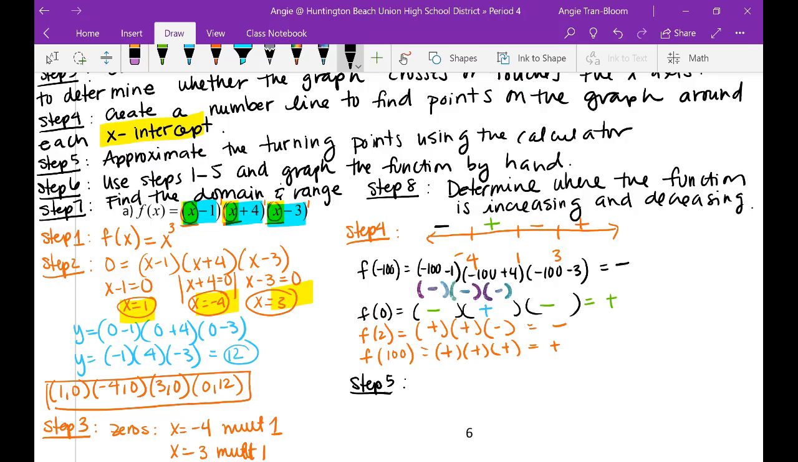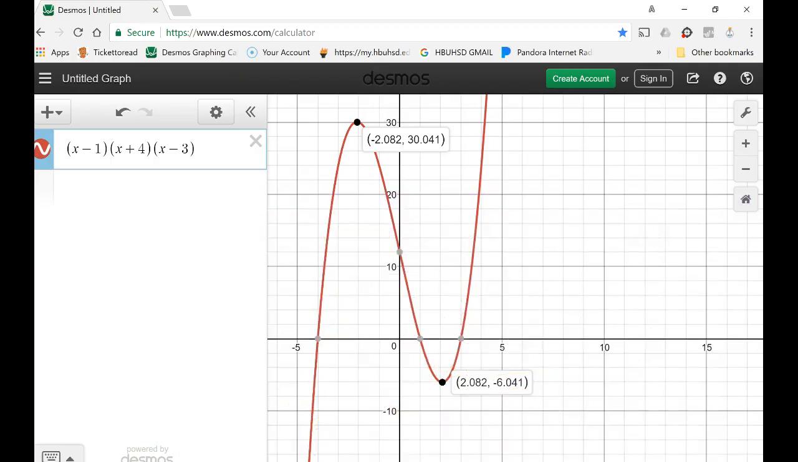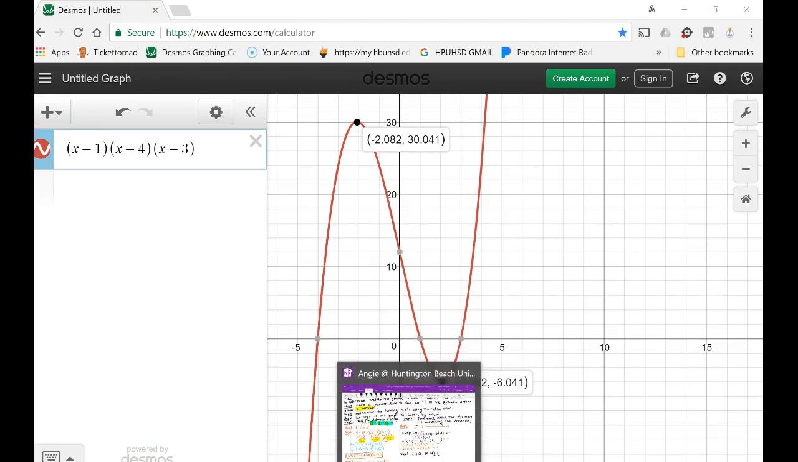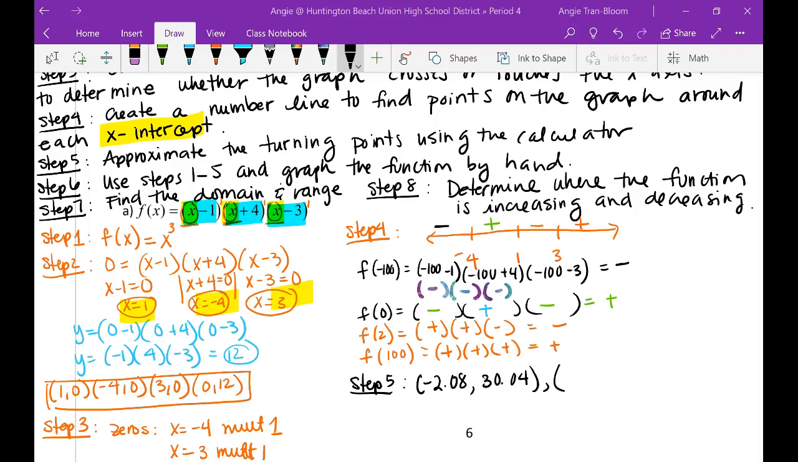Let's go back. Step 5, approximate the turning points using calculators. So negative 2.08, comma 30.04. And the other one is positive 2.08, comma negative 6.04. Okay, so it's almost symmetrical. Don't say that it's symmetrical, say almost symmetrical.